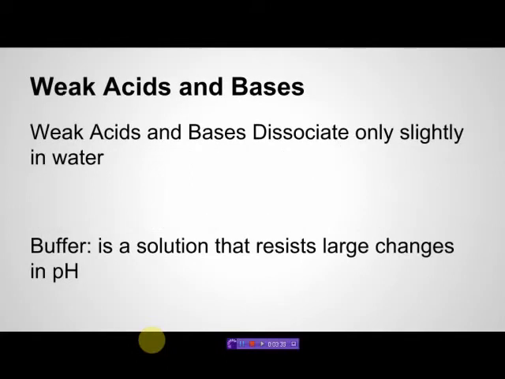Weak acids and bases. Weak acids and bases dissociate only slightly in water. Not all of it will turn into hydronium or hydroxide. We can use weak acids and bases to make a substance called a buffer. A buffer is a solution that resists large changes in pH. These can be very useful for us if we want to create a solution that maintains a pH. For example, our blood has chemicals in it to maintain our pH. We don't want a really high pH, we don't want a really low pH, we want it to be maintained. So buffer solutions are very useful.